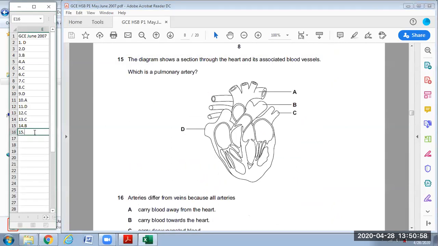Number 15. The diagram shows a section through the heart and its associated blood vessel, which is a pulmonary artery. This is the same diagram from the last paper, but they're asking for the pulmonary artery now. So that would have been B, yeah. Very good.